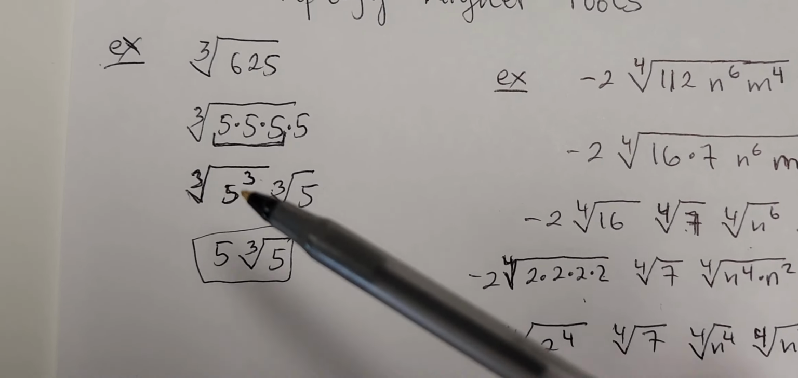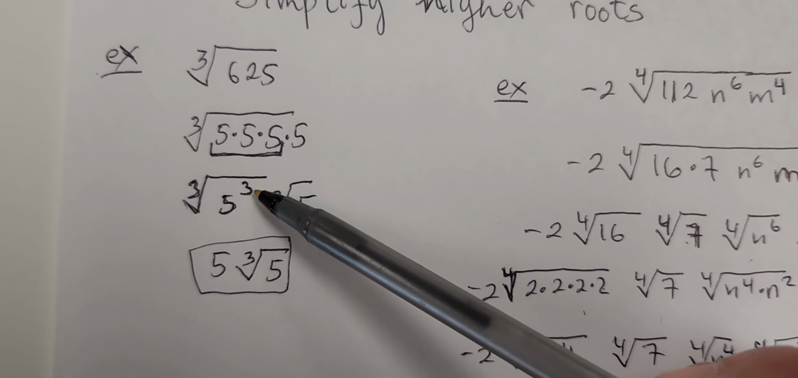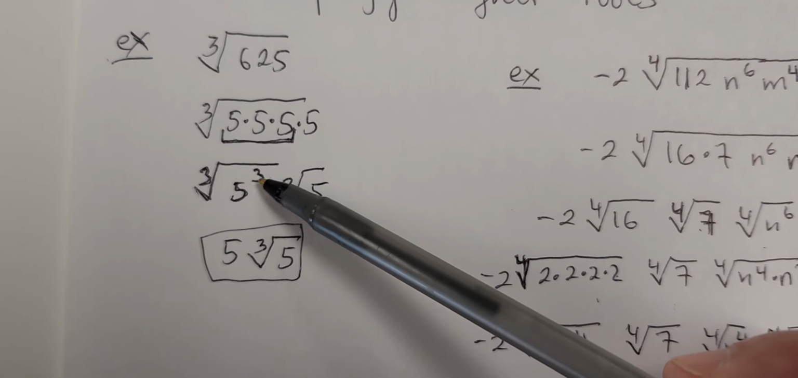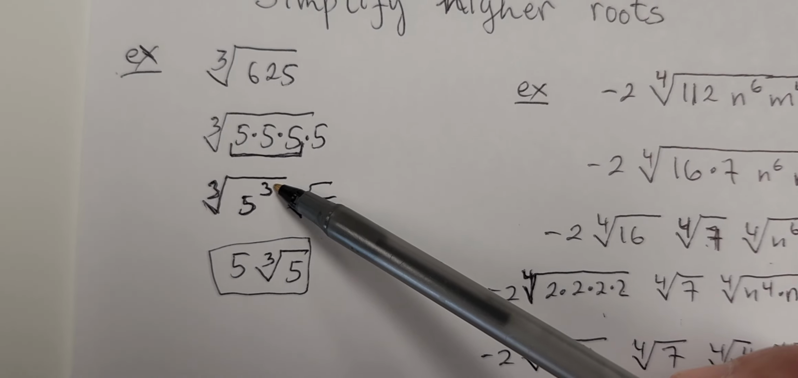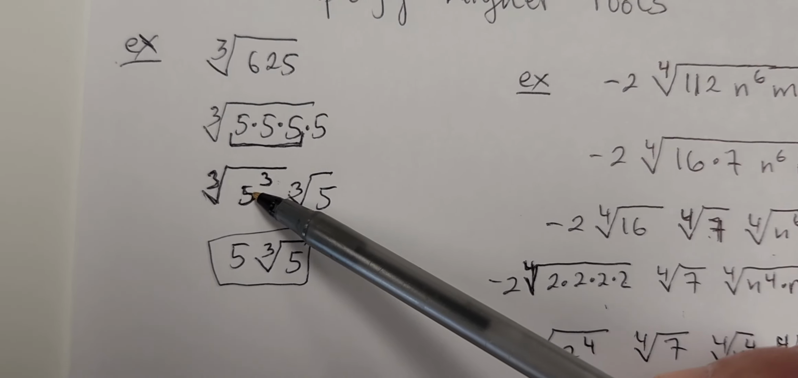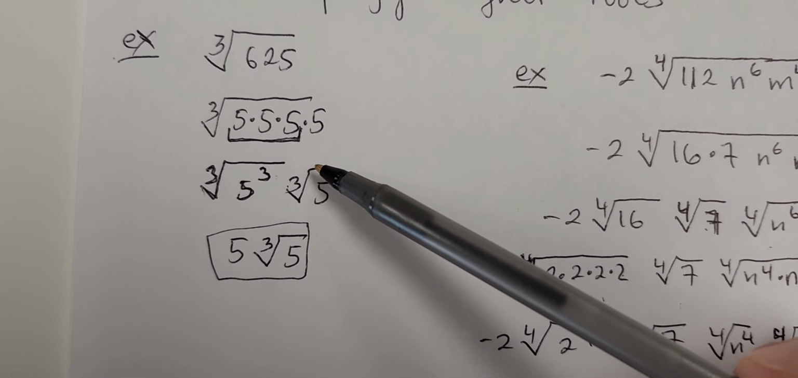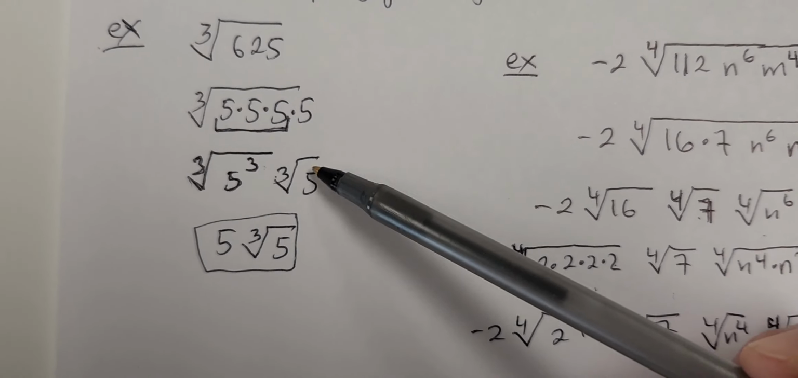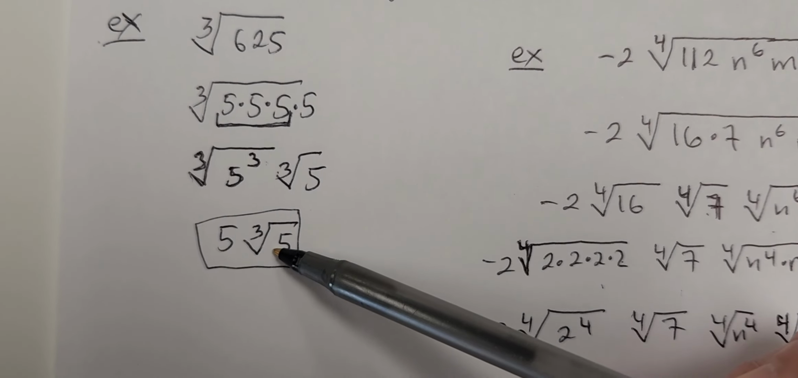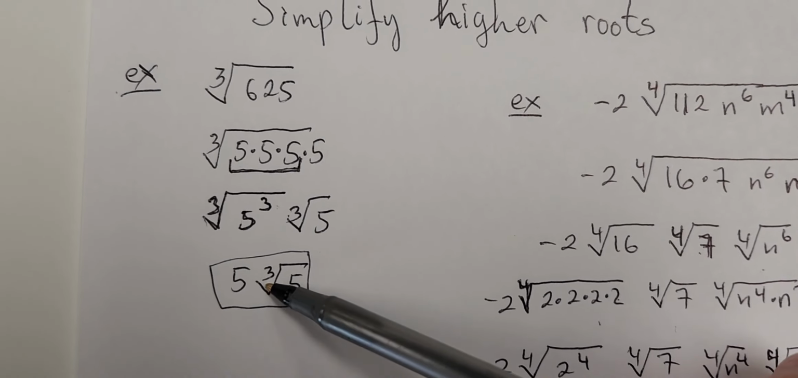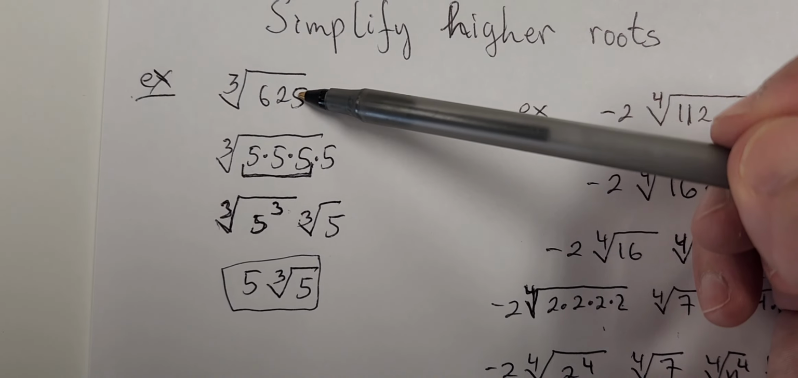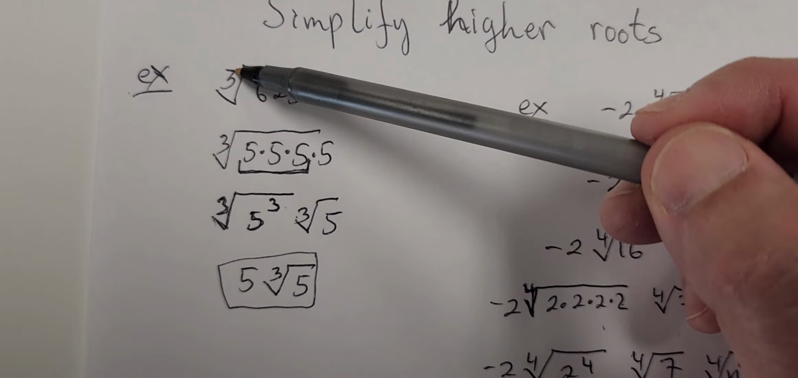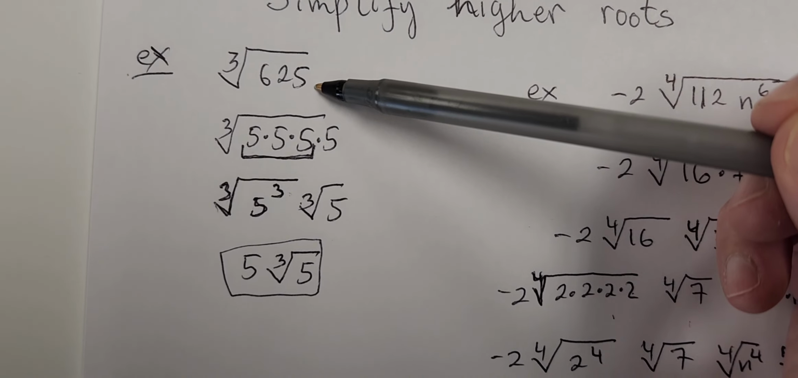One more time. This 3 and this 3 are the same number, so cancel them out. I just have this 5, so bring it straight down. This cube root of 5 cannot be simplified, so just leave it alone. And this is the final answer to the original problem of cube root of 625.